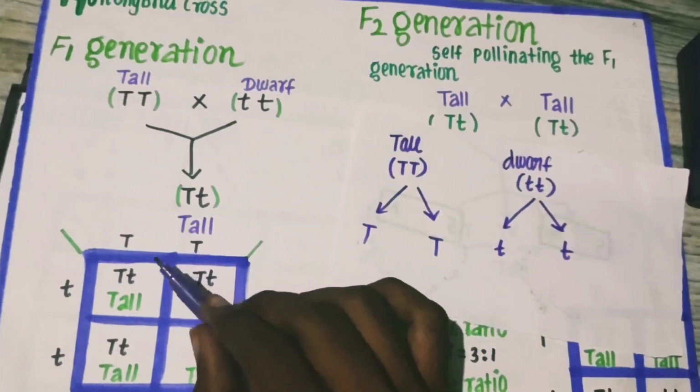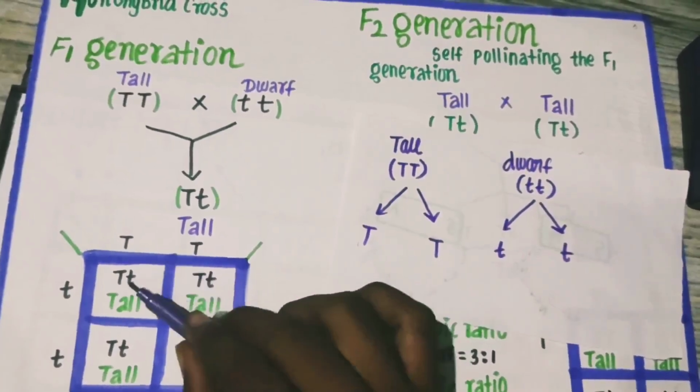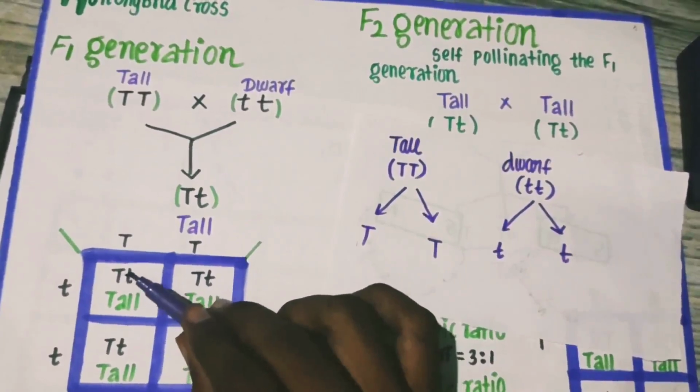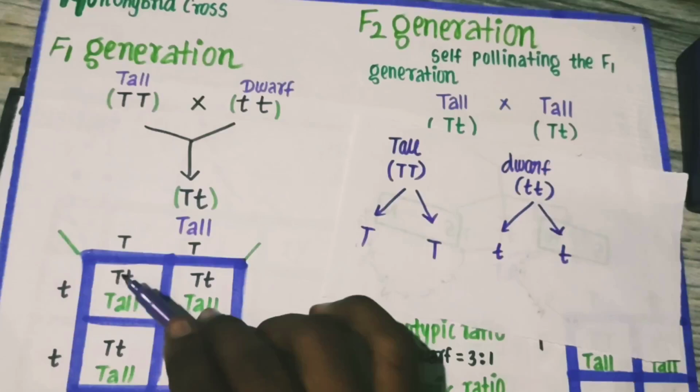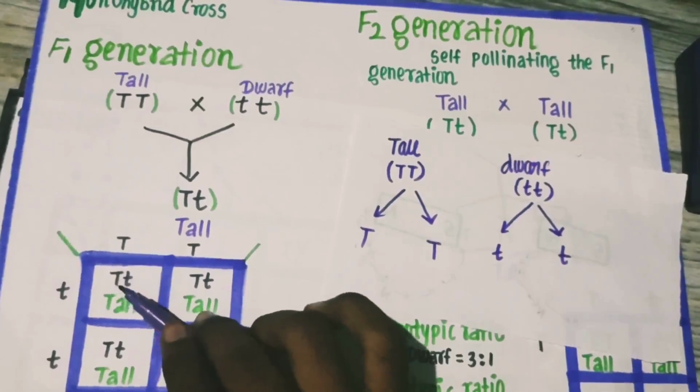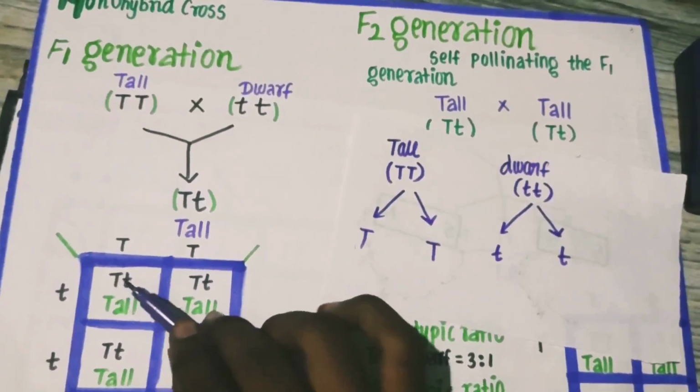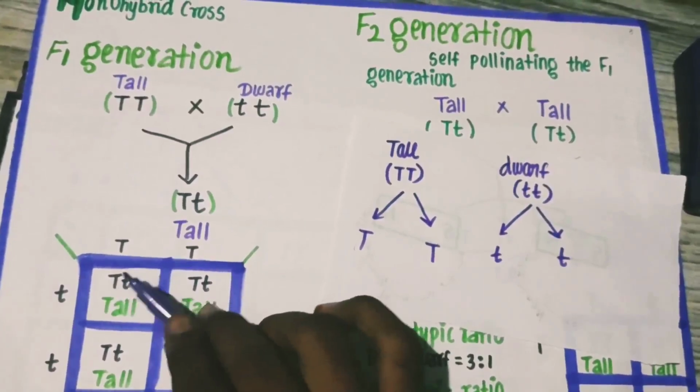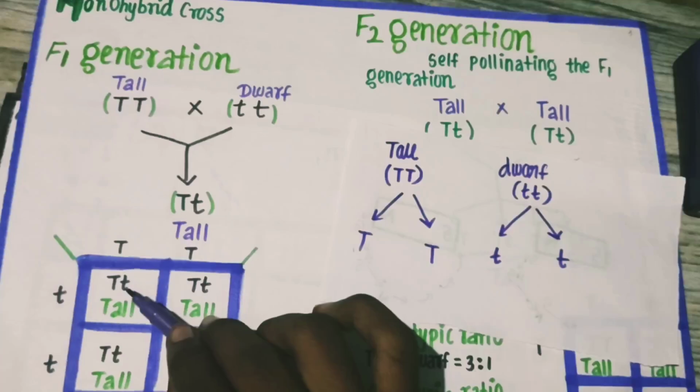In case it is found to be heterozygous, why is it known as heterozygous? Because here the alleles are different. This is a different allele, this is a different allele. Because of that, we indicate them with different letters: a capital letter and a small letter, right kids?